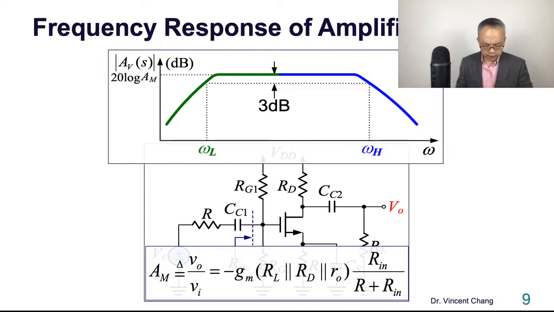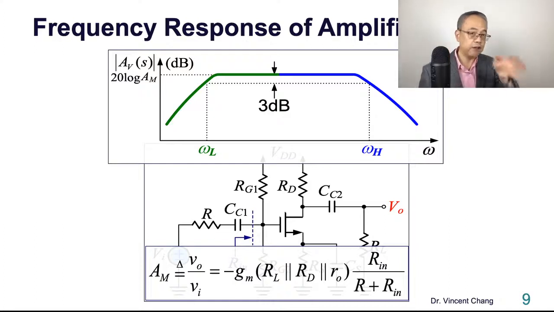Sometimes in engineering, we are not very interested in the mathematical behavior of this type of performance. But we want to know the 3 decibel frequency, the half power frequency. So we want to know the upper 3 decibel frequency, omega H, or the lower 3 decibel frequency.